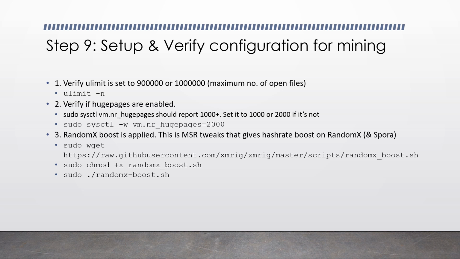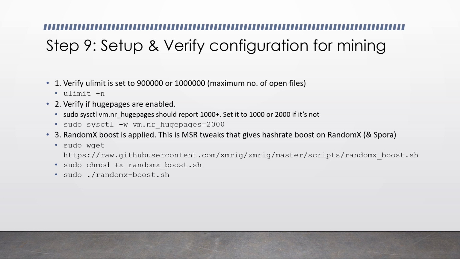You also need to apply the MSR tweaks, which give a boost to your RandomX hash rates. These are CPU level optimizations that can be applied with root permissions. The Ryzen platform and the Threadripper platform greatly benefit from this. So ensure that you apply this particular mod before running the miner.